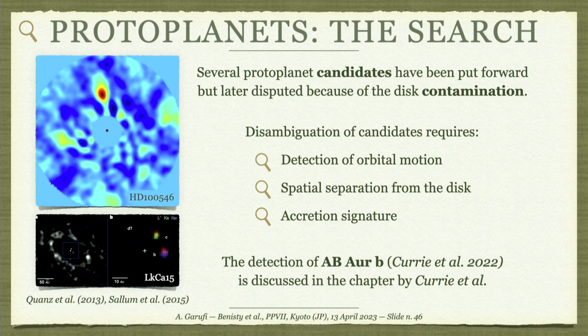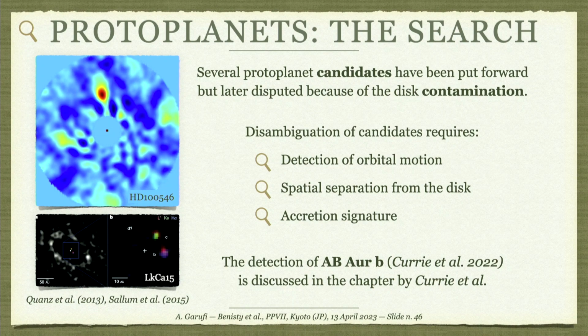There's a number of cases. We have the detection of AB Aurigae b, which is probably discussed tomorrow by Piller, and it's sitting in the paper by Curry. And here we have two other examples, by Sasha Quant and by Steph Salum. In all these cases, we have a strong contamination from the disk. So I think these are open, at the very least, they are open cases.